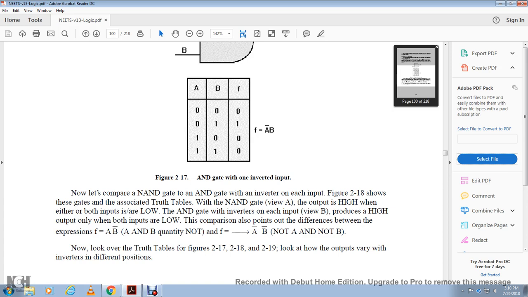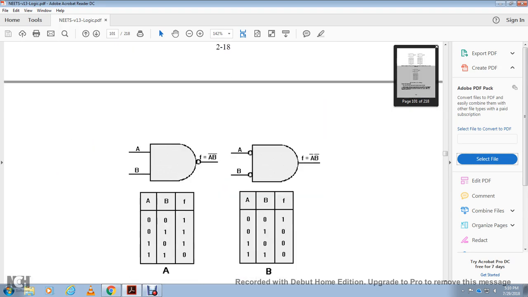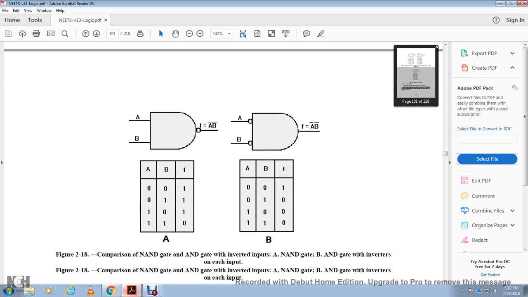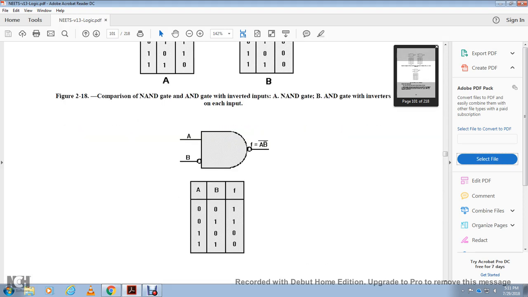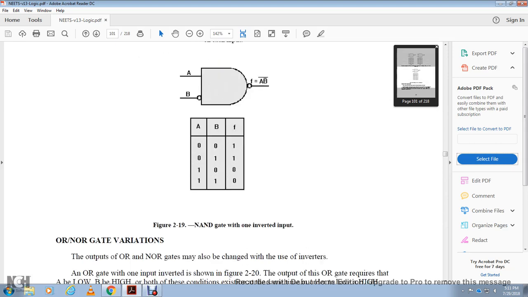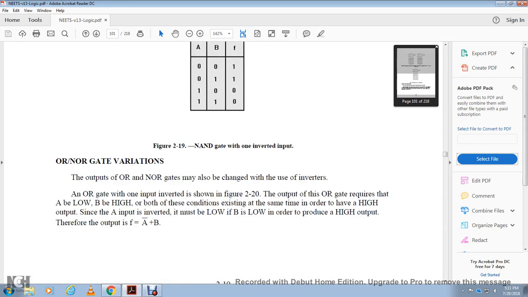Now look over the truth tables of figures 217, 218, and 219. Look at how the outputs vary with the inverters' differing positions. View A: F equals not A and B. A comparison of the NAND gate with an inverter on one input, the NAND gate, and the AND gate with inverters on each input: F equals A and B, F equals not A and not B.